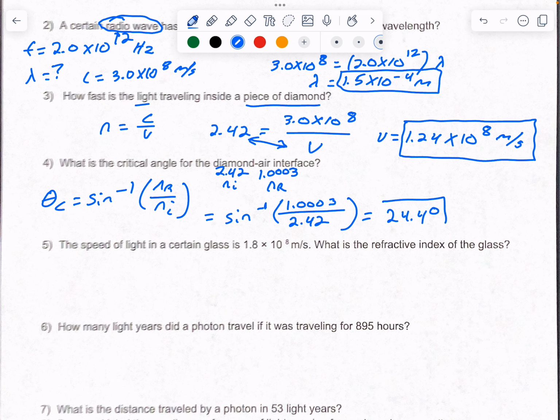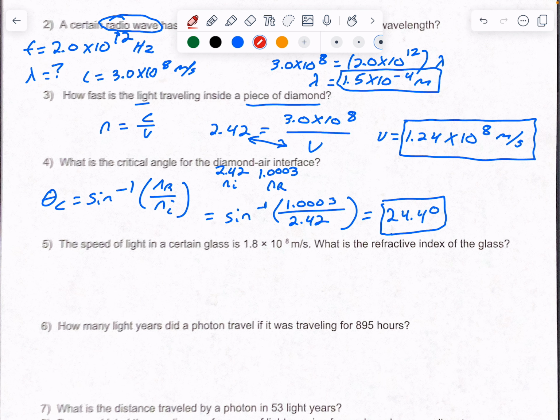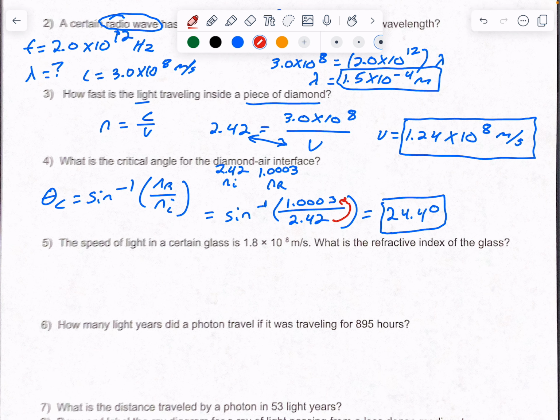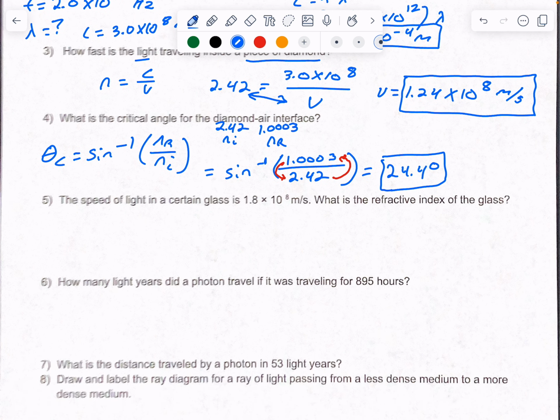That is the critical angle that you could come in at where it would still refract, but now it'll refract at 90 degrees. Remember, on the last video I talked about this: let's say you didn't know which one was which, and you put 2.42 on top and 1.0003 on the bottom. The good news is your calculator won't let you do this, because you're going to get an error symbol. If you get an error symbol, that means you can't do it, so you've got to flip it.